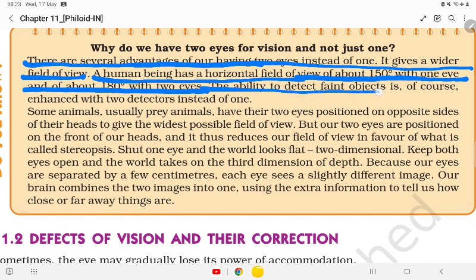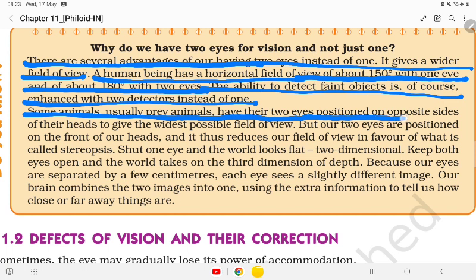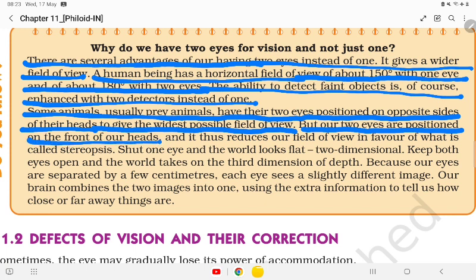The ability to detect faint objects is of course enhanced with two detectors instead of one. Some animals, usually prey animals, have their two eyes positioned on opposite sides of their head to give the widest possible field of view. But our two eyes are positioned on the front of our head, and it thus reduces our field of view in favor of what is called stereopsis.